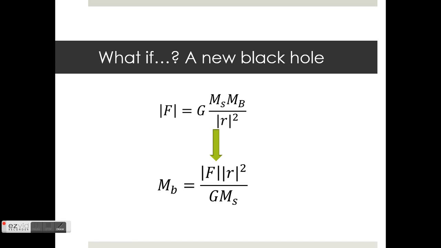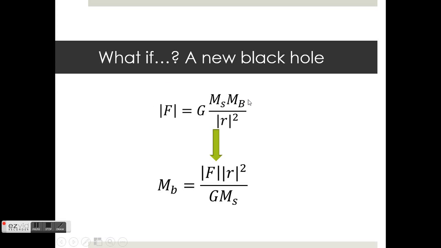Now for the what if question. What if there was a new black hole that was placed in the exact same location as the previous black hole that we found the mass for, and the position of the star orbiting remained the same? Would we be able to find a different mass for this black hole? I say that we would not.